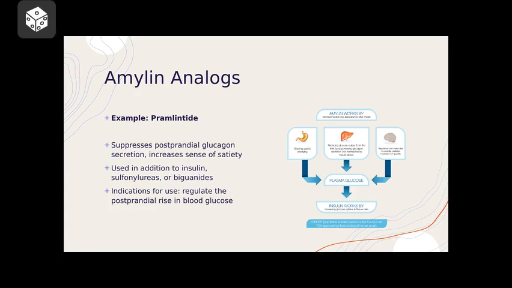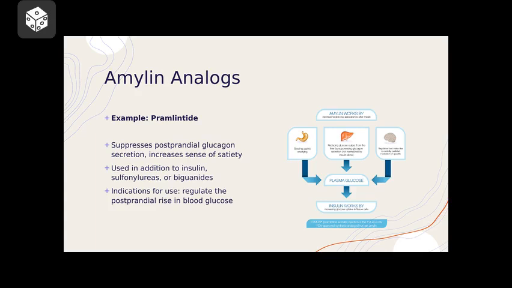So pramlintide is going to work on suppressing glucagon. It is going to slow gastric emptying, and that's going to slow the release of glucagon, because remember, glucagon comes out in between meals. So if your stomach's slowing the release, it's kind of like you're not getting that glucagon stimulation that's going to raise your blood sugar.